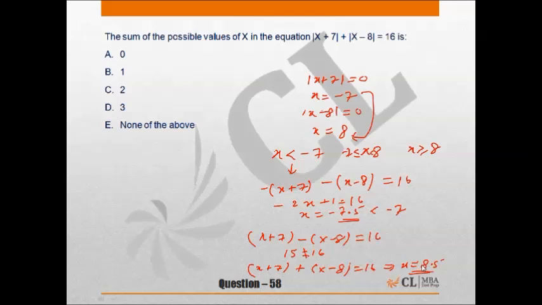So we have got two different possible values of x, and these are -7.5 and 8.5, and we have to find the sum of these two values. So the required sum is -7.5 plus 8.5, which comes out to be 1. Therefore option B is the correct answer.